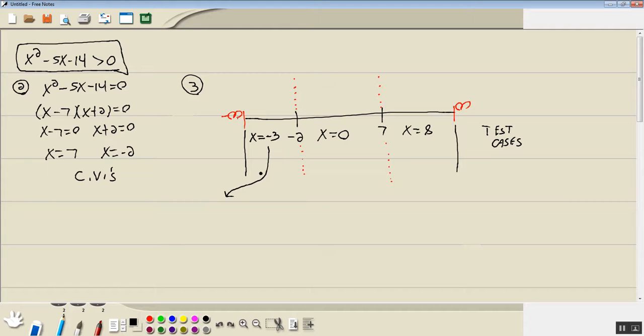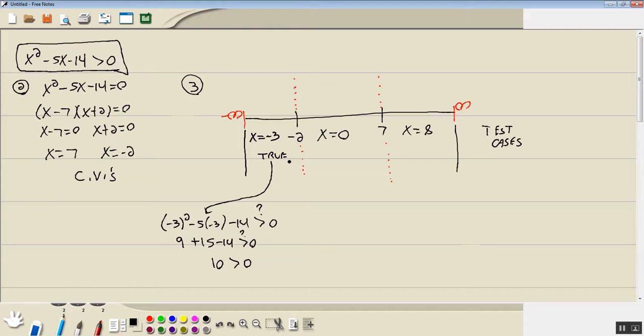So on this one, I'll plug in negative 3 here. So I'm going to have negative 3 squared minus 5 times negative 3 minus 14 is greater than 0. And this is a question mark. We're wondering if it's greater than 0. Negative 3 squared is 9. Negative 5 times negative 3 is 15. Minus 14, we're wondering if that's greater than 0. 15 minus 14 is 1, plus 9, so we get 10. And 10 is greater than 0, so this is true. So we want to mark true down here. We'll come back to that.